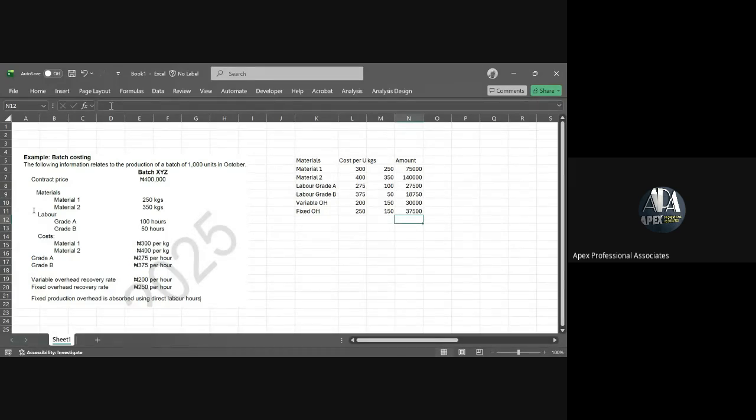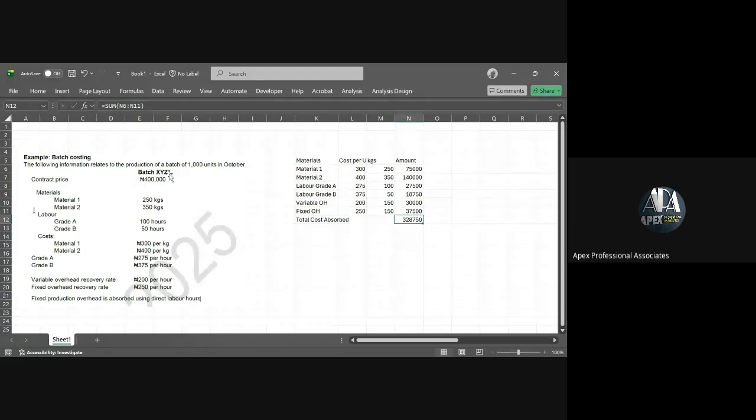Now, total cost absorbed. Absorbed is how much? We had 328,750.